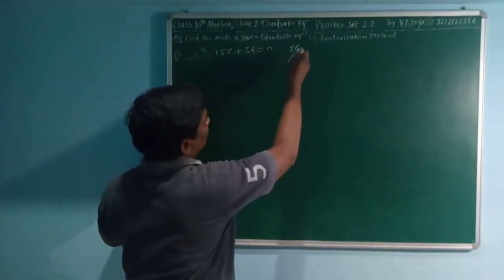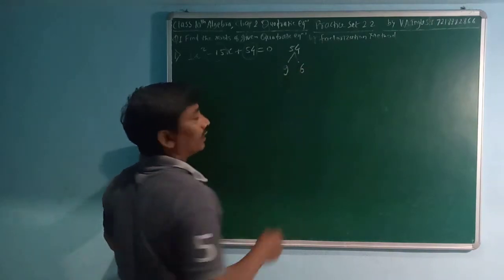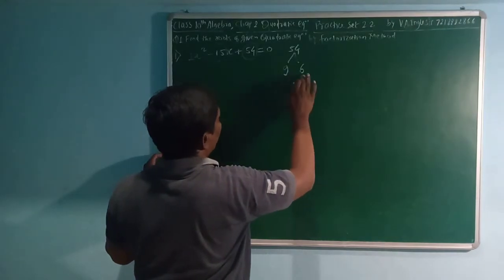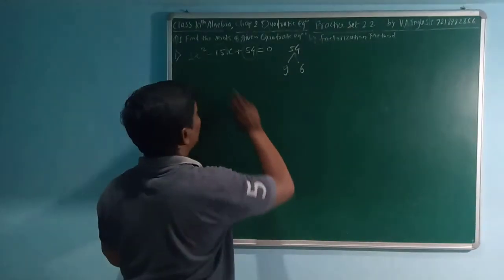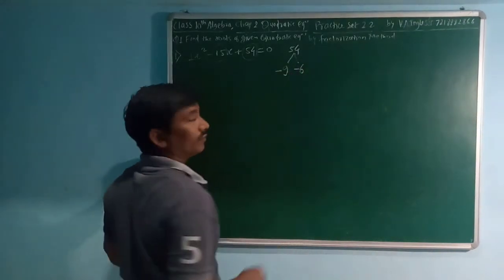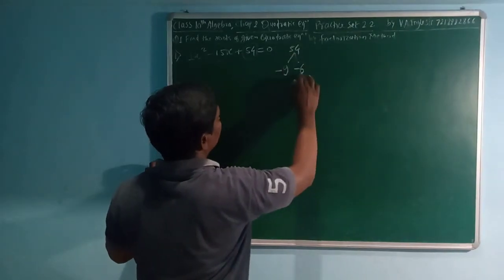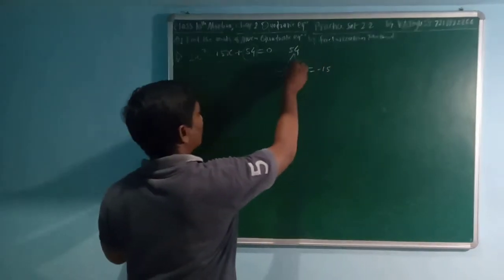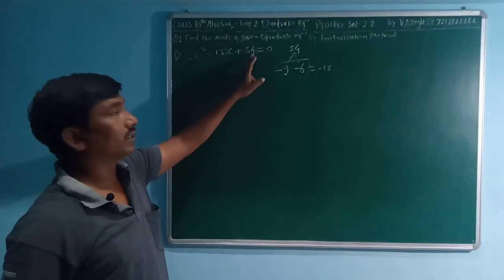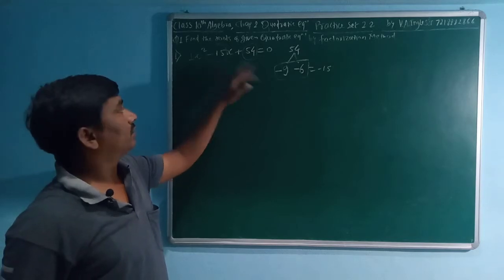So factors of 54, we know, are 9 and 6. 9 times 6 is 54, and if you add these two factors you will get 15, but we want negative 15, so we'll give a minus sign to both. Minus into minus is plus, 9 times 6 is 54, and minus 9 minus 6 will be minus 15. So these factors satisfy both conditions, that is product 54 and sum minus 15.